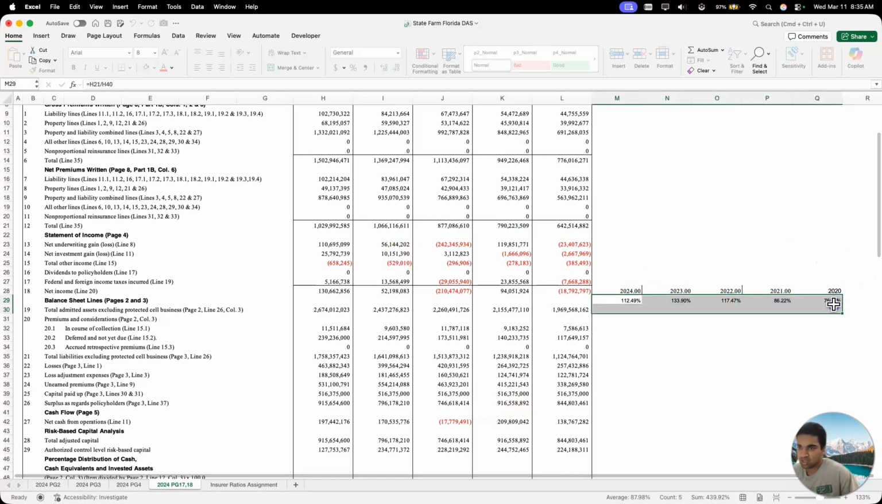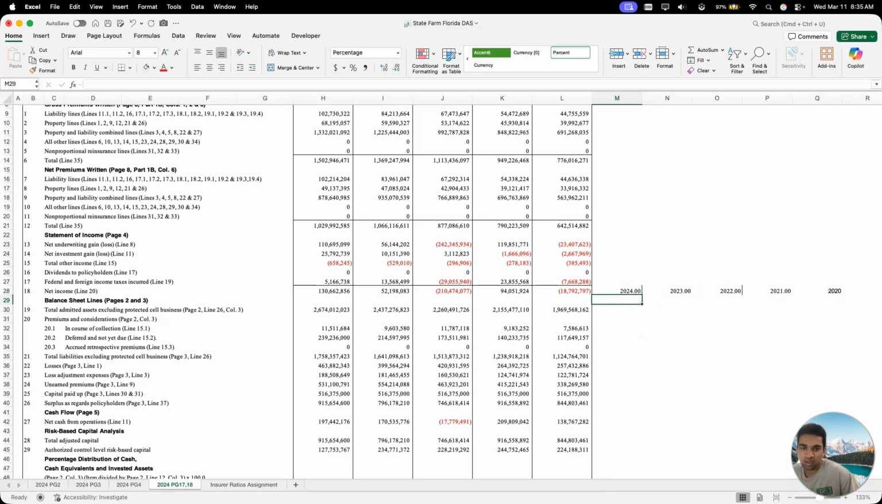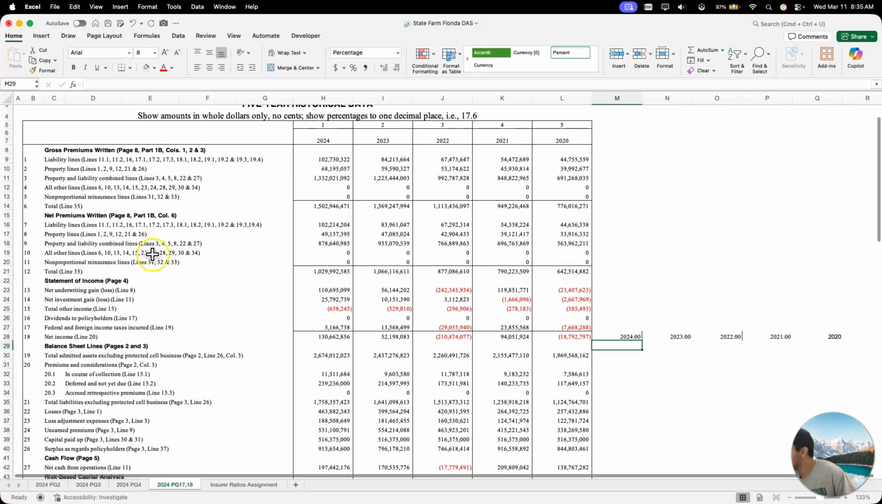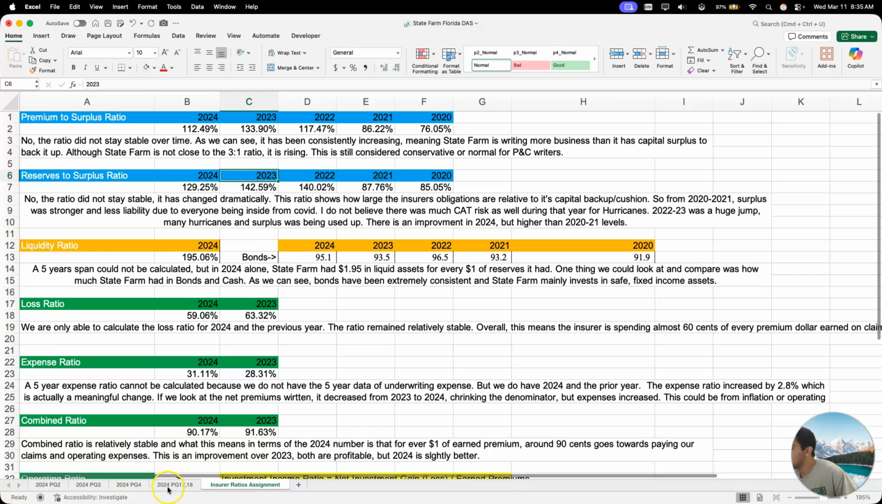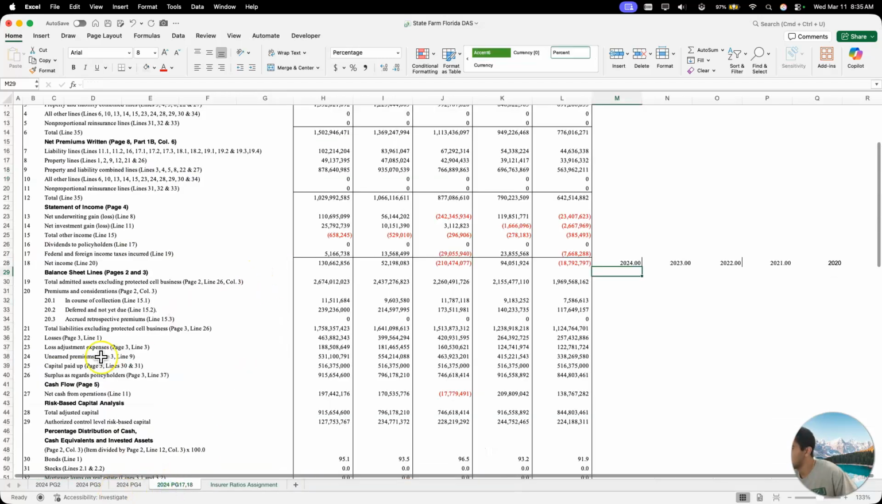Why don't we look at the next one? Reserves to surplus ratio: unearned premium reserve plus loss and loss adjustment expense reserves, divided by policyholder surplus. So we have unearned premium reserve. Let me just make sure I take a look at that. Yeah, we can get all 4 or 5 years for that. So why don't we find it?